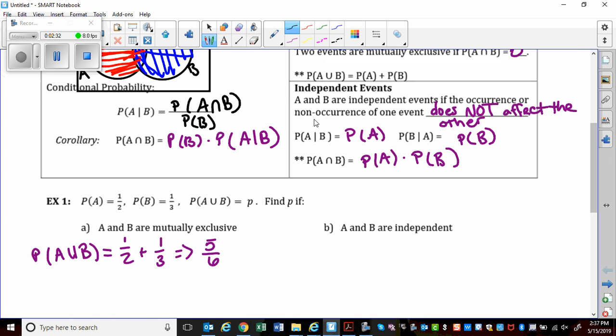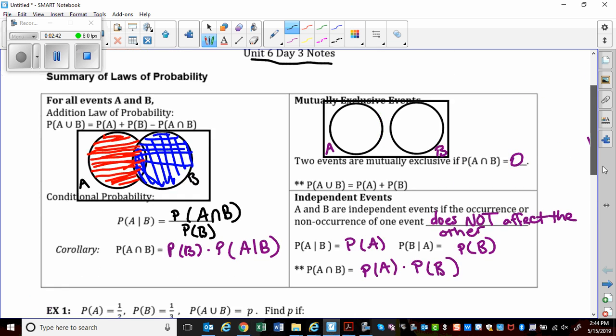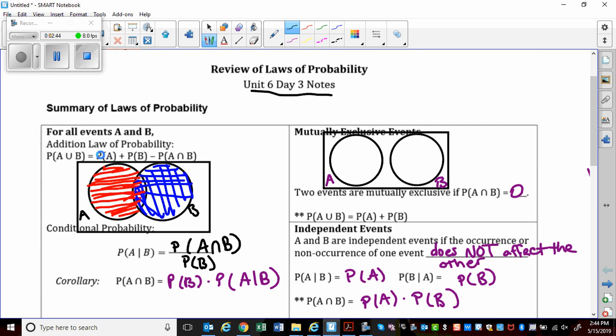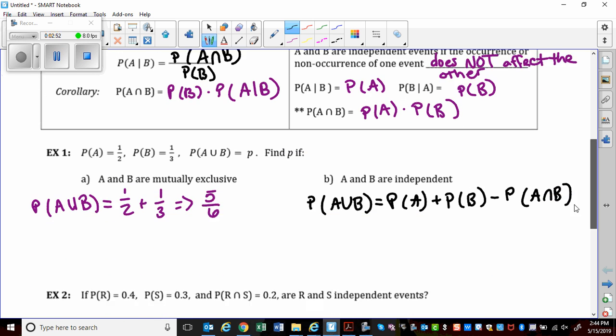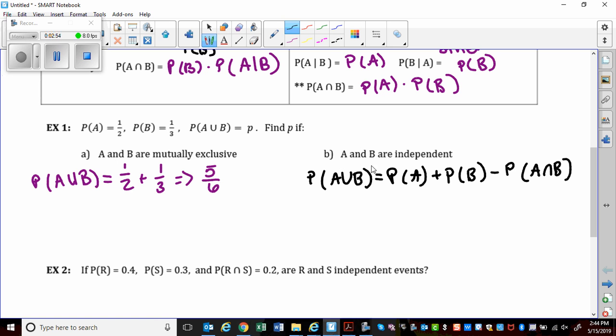If they are independent events and we want the A union B, so remember, for all events, to find the union, we can do the probability of A plus the probability of B minus the intersection. But specifically, we are asked about find A union B if A and B are independent. So this is how we're going to find the intersection. So probability of A is 1/2 plus the probability of B is 1/3. We already know this one, 5/6.